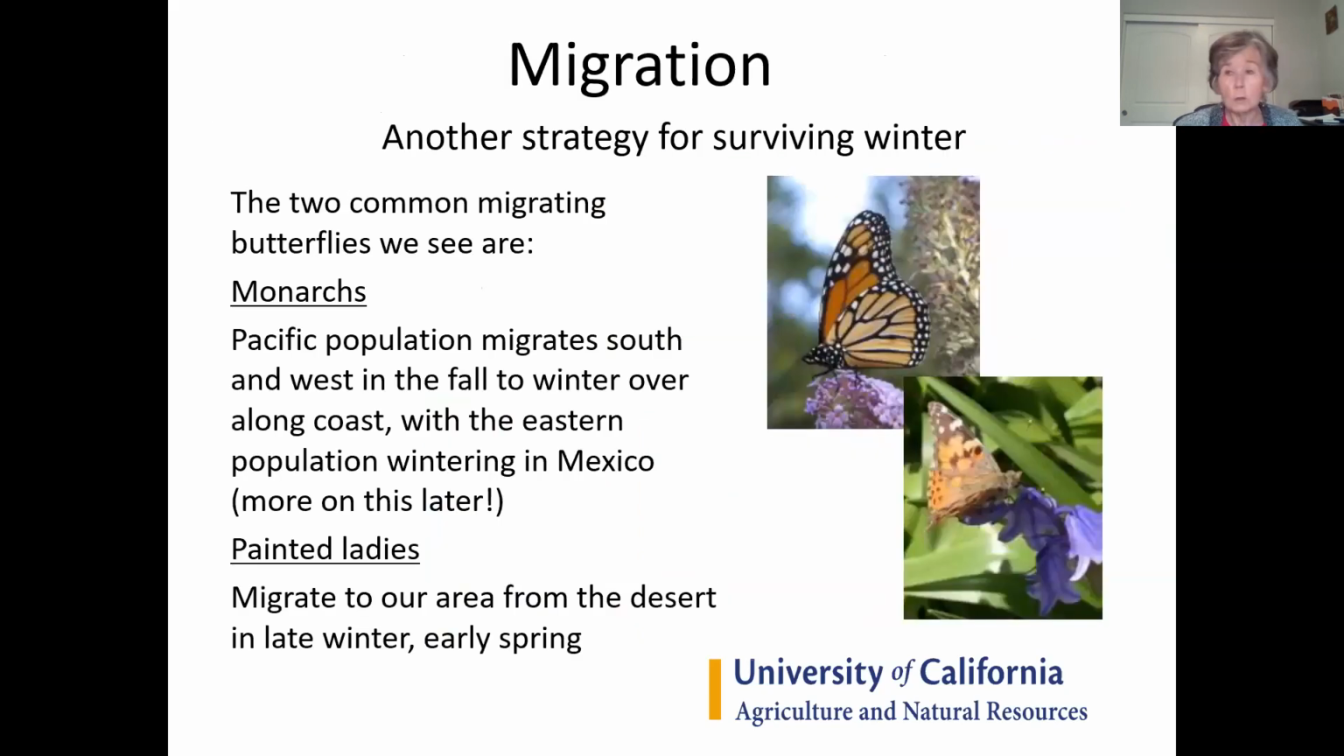Migration is another strategy for surviving winter. The two common migrating butterflies we see, of course, are monarchs. The Pacific population migrates south and west in the fall to winter over along our California coast, with the eastern population wintering in Mexico. Again, more of this later. Painted ladies migrate to our area, the Central Valley, from the desert in late winter, early spring.